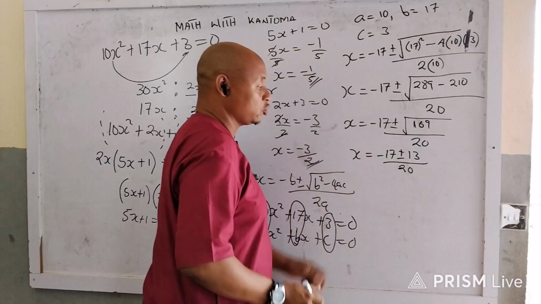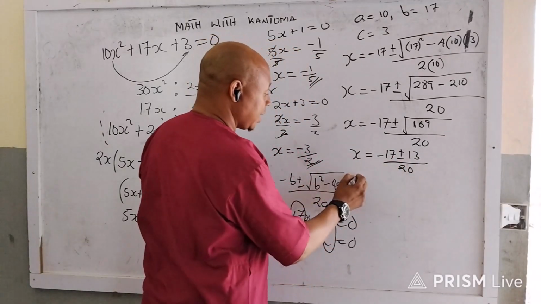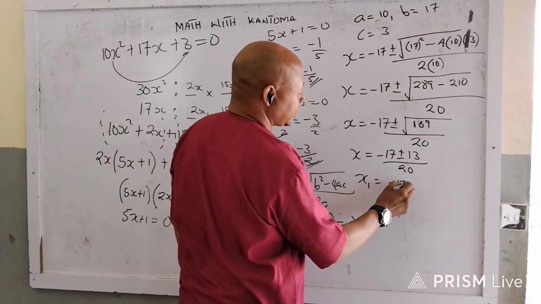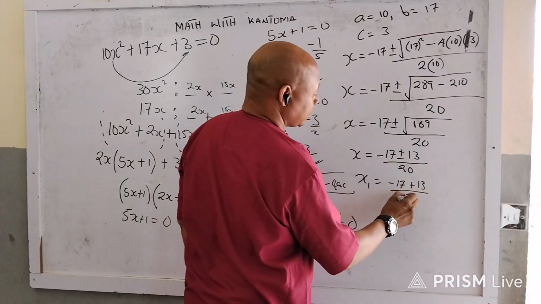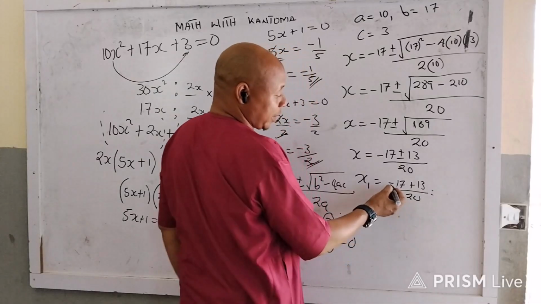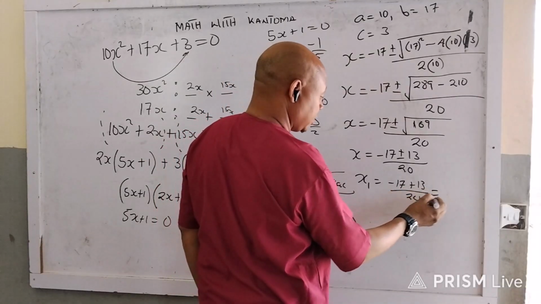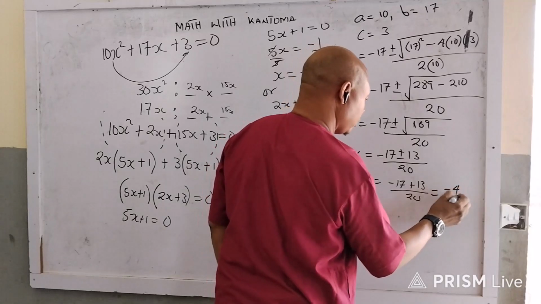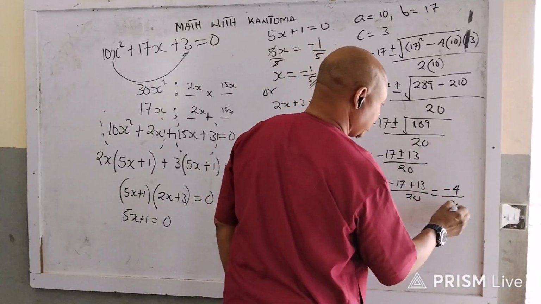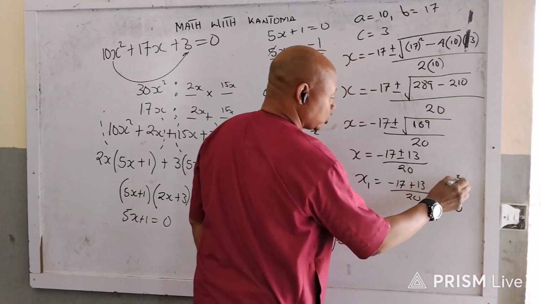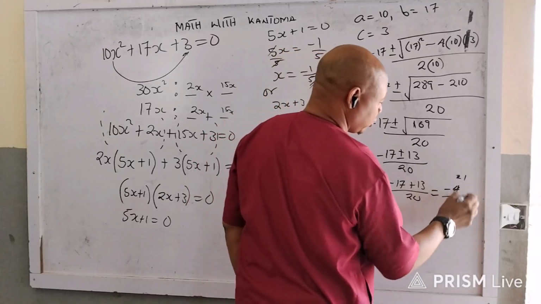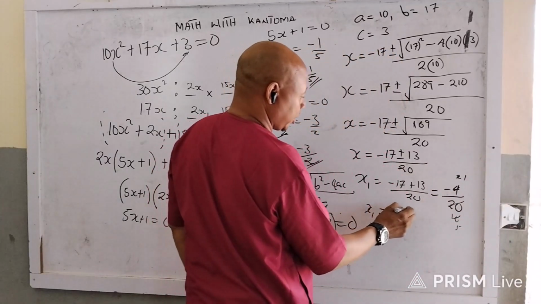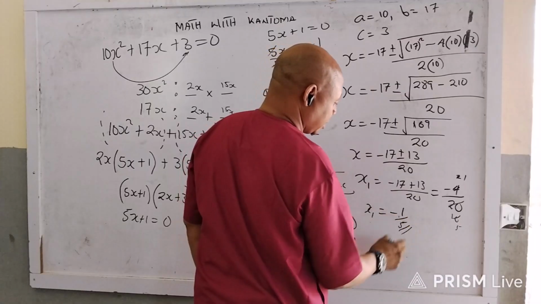So we have two values of x. So it's either x1, take the positive sign. x1 is minus 17 plus 13 divided by 20. So minus 17 plus 13 is minus 4, divided by 20. So 2 into 4 is 2, 2 into 20 is 10, 2 into 2 is 1, 2 into 10 is 5. So we have x1 is equal to minus 1 over 5 as the value of x1.